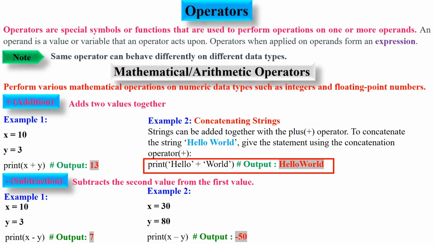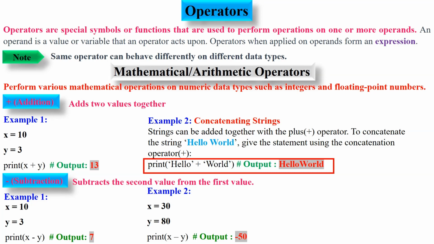Next arithmetic operator is subtraction. It subtracts the second value from the first value. In example 1 of subtraction, we assign the value 10 to the variable x and the value 3 to the variable y. Then, the expression x minus y subtracts the value of y from x, resulting in 7. Finally, the print function outputs the result, 7, to the console.